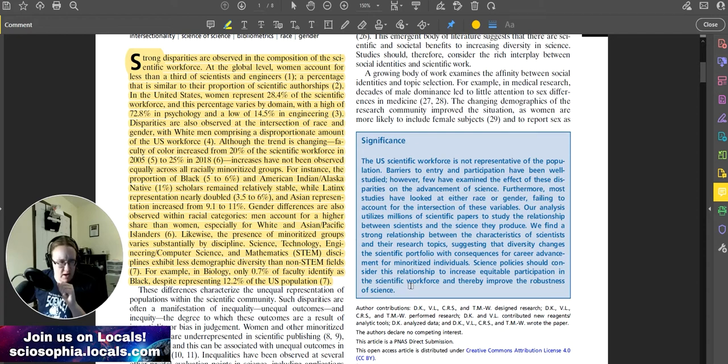That's just odd phrasing. "Minoritized individuals." Something about that just rings weird. "Science policy should consider this relationship to increase equitable participation in the scientific workforce and thereby improve the robustness of science." Again, the whole framing up here is this is about all of science, and particularly you see it about STEM here.